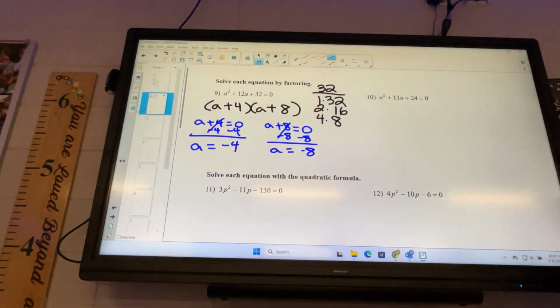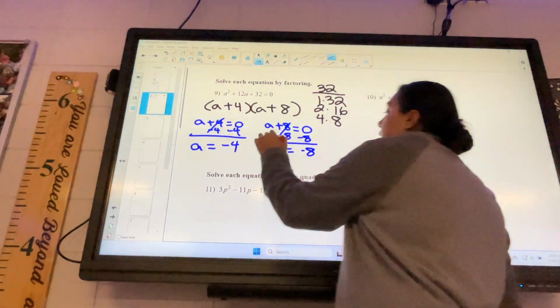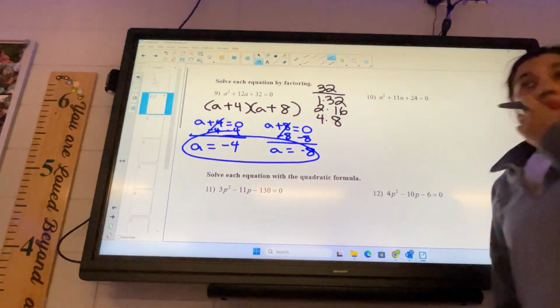What happened from the parenthesis part to my answer part? You're just putting it into what's called A equals the opposite of the number. Whatever number's on the inside of the parentheses, if it's a negative, you turn it to a positive. If it's positive, you turn it to a negative. So the only difference is you have an A equals. It's a matter of stop or keep going, because these are our two answers: negative 4 and negative 8.